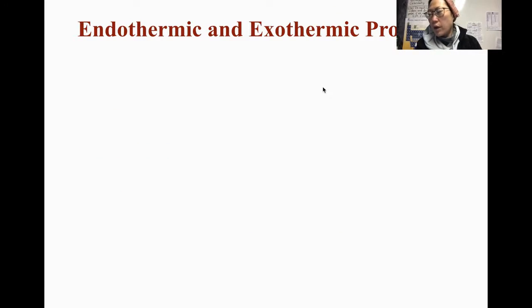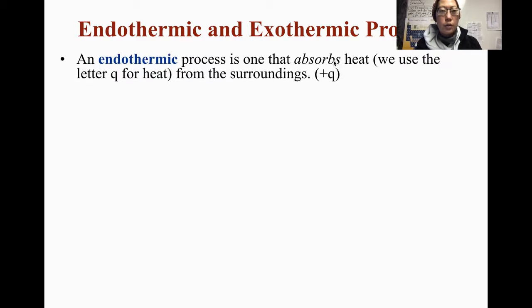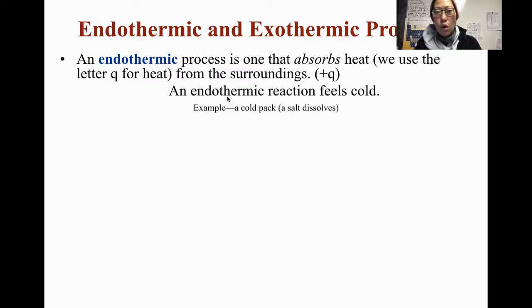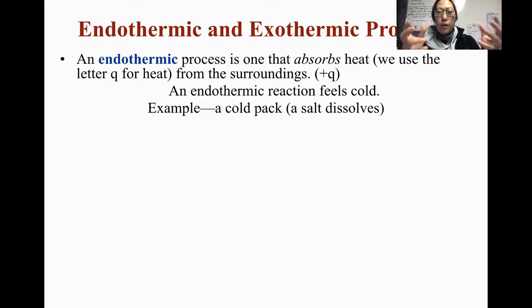So a reminder about what endothermic versus exothermic processes are. An endothermic process is one that absorbs heat, and we'll use the letter Q to represent heat. So it absorbs heat from the surroundings. It has a positive sign, positive Q. Any endothermic reaction feels cold, like a cold pack, because it is absorbing energy from your hands. Your hands are part of the surroundings.